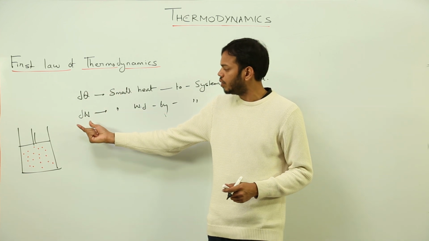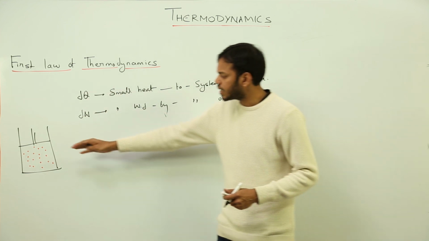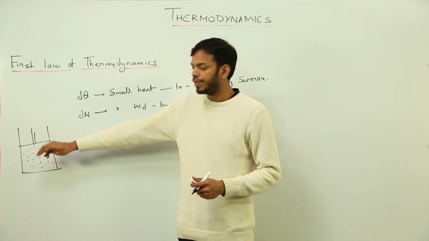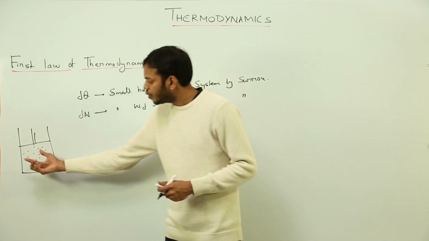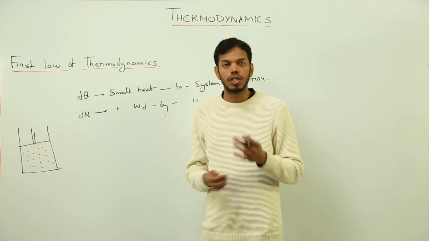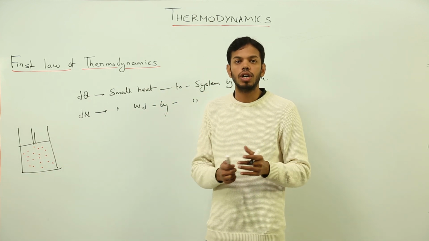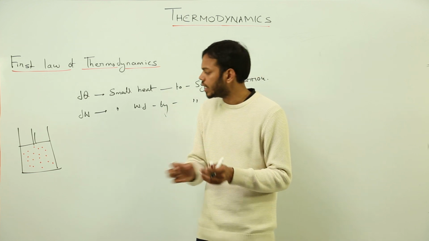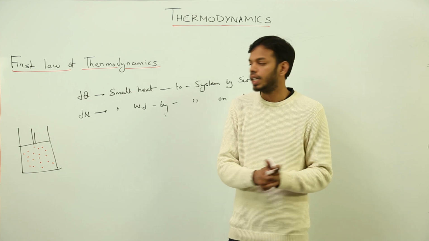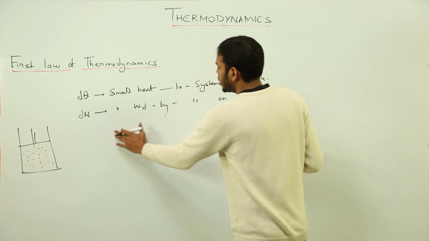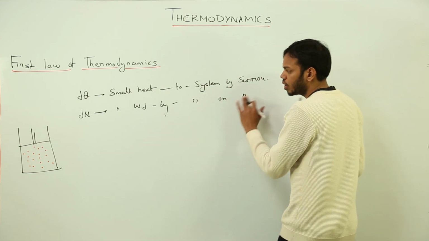We have small dW, which is the small work done by the system, because the heat supplied to the system will increase the translational energy, and hence the particles are going to push this piston away. That means they are performing some sort of work. So this is what I have written: dW is the small amount of work done by the system on the surroundings.